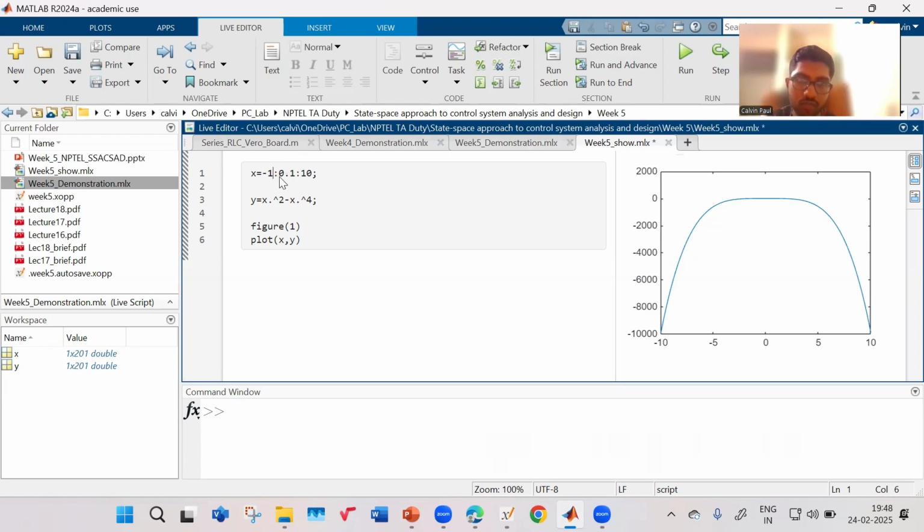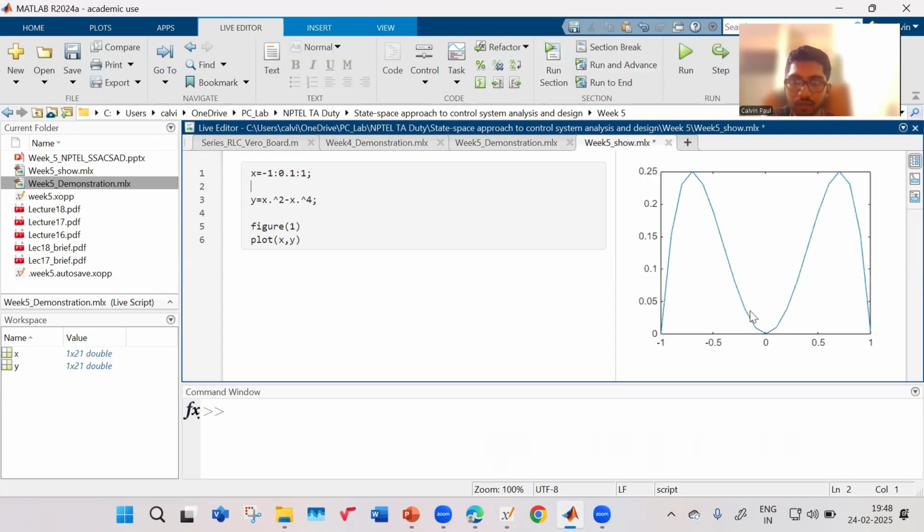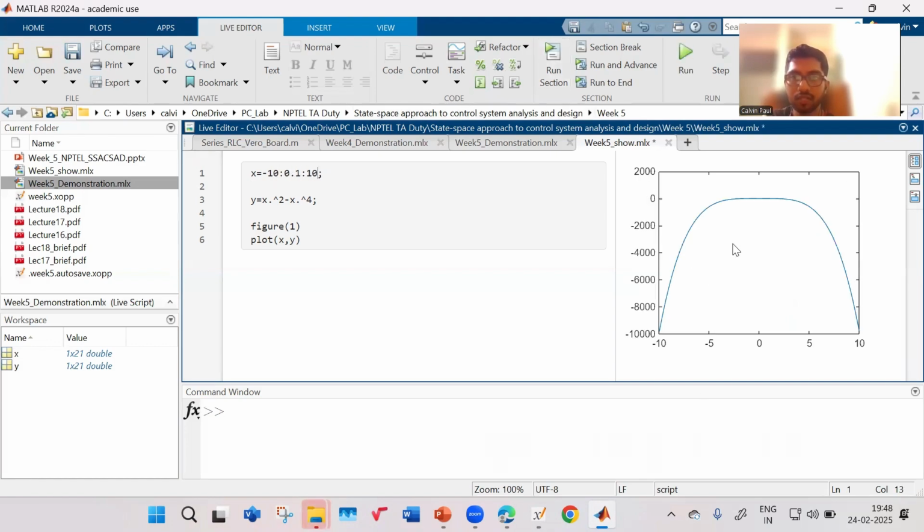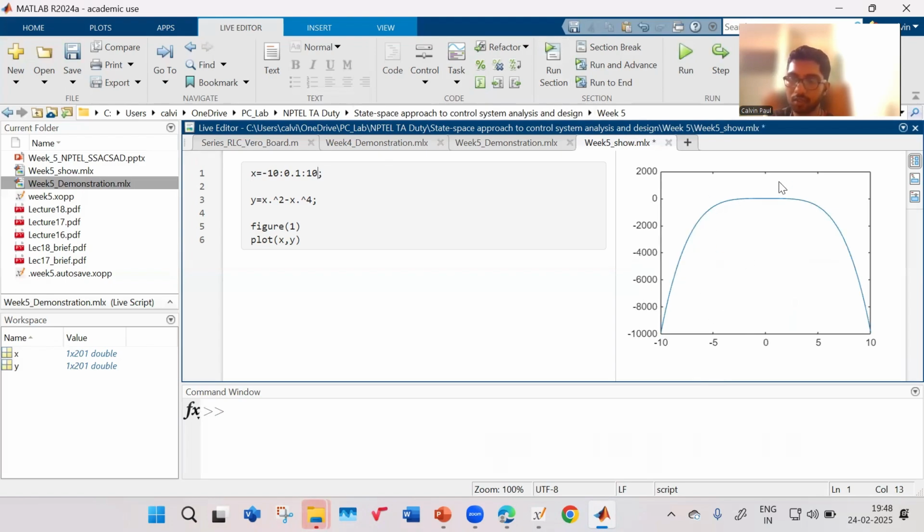Let me zoom in from -1 to 1. That will give us a good idea. If you see, within -1 to 1, f of x is always positive. But if I increase the range from -10 to 10, then it will look as though it is only negative, but actually there is a small region where it is positive as well. But it is not shown.